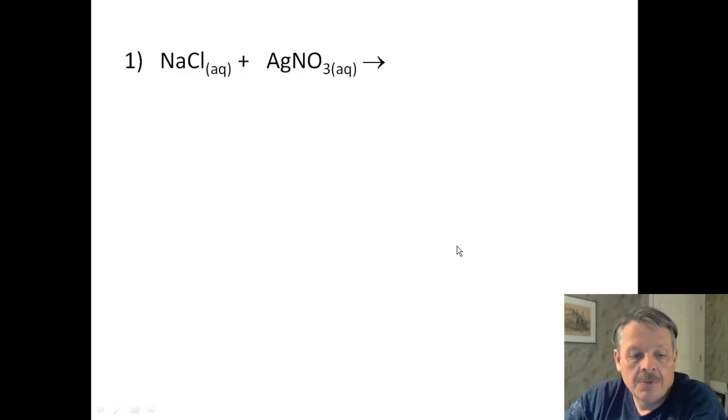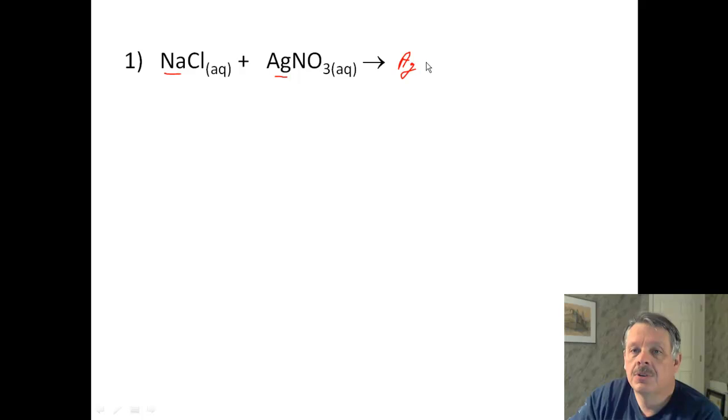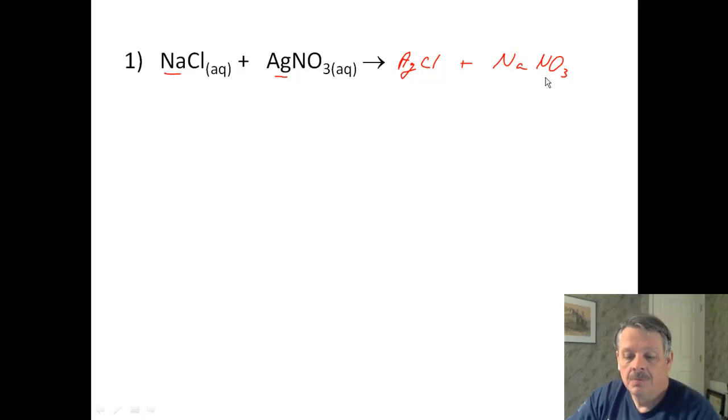Alright, first thing we have to do is identify what type of reaction this is. You should be able to tell that this is a double replacement reaction because we have two compounds. So that means the metals are going to replace each other, maybe. So we should be creating silver chloride, and we should be creating sodium nitrate. Okay, and we have to look at our solubility table to figure out what is aqueous and what is solid.